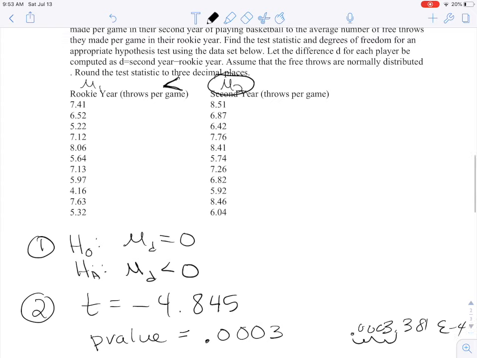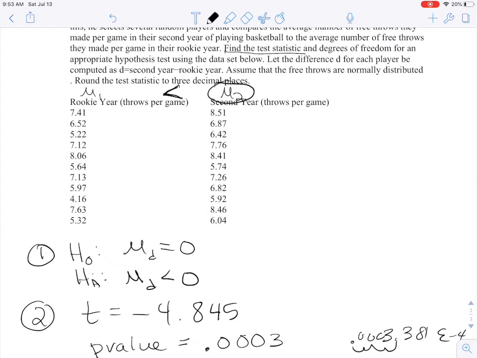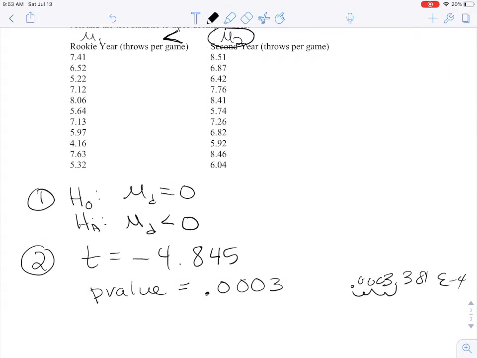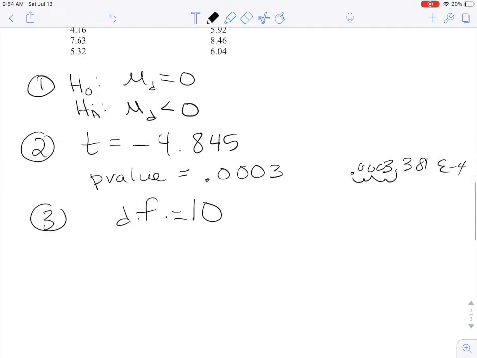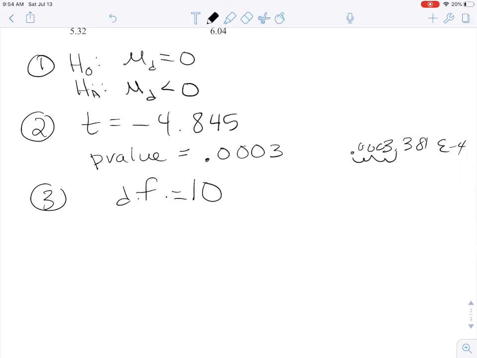Now, this particular problem just said find the test statistic and degrees of freedom. So the calculator also told you the degrees of freedom there, which is just n minus 1, or 10. Maybe it didn't tell you, it just told you n. So there's 11 pairs, so we just do that minus 1. So our degrees of freedom is 10. Okay?